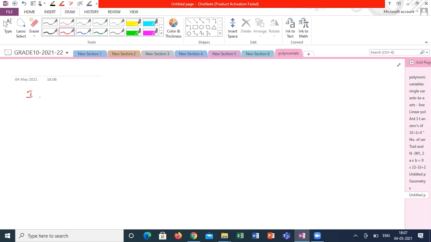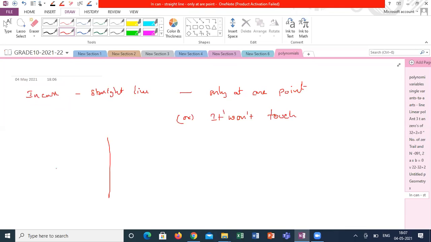In case of a linear polynomial, it's a straight line and it is touching at only 1 point, or it won't touch. I will show you both things. Touching at only 1 point means it will be like this, or like this, or like this. Can you draw any straight line which will intersect the x-axis at 2 points? Is it possible geometrically? Is there any straight line which will intersect another straight line 2 times?